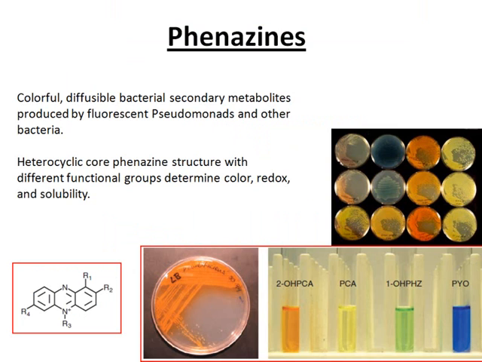So back to our original project, and I'll tell you a little bit about the biology of the organism. The 2 bacteria that we're working with, Pseudomonas chlororaphis and Pseudomonas aeruginosa, are both fluorescent pseudomonads that produce phenazines. And phenazines are colorful, diffusible bacterial secondary metabolites. The core structure of phenazines looks like this. And then different species of bacteria have different modifying enzymes that add different decorations, different R groups that determine the color, redox, and solubility of the phenazines.